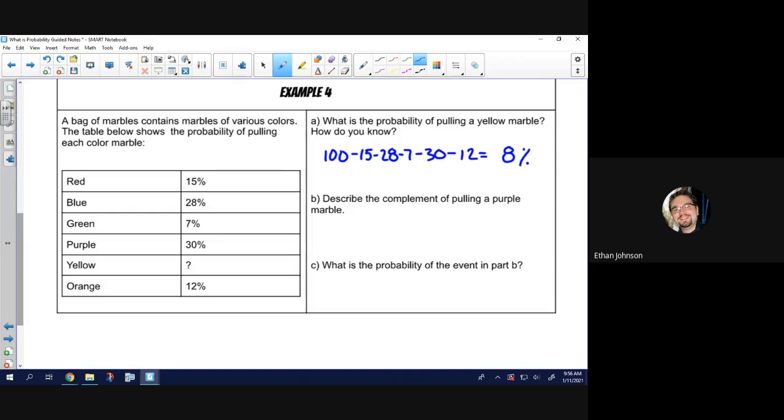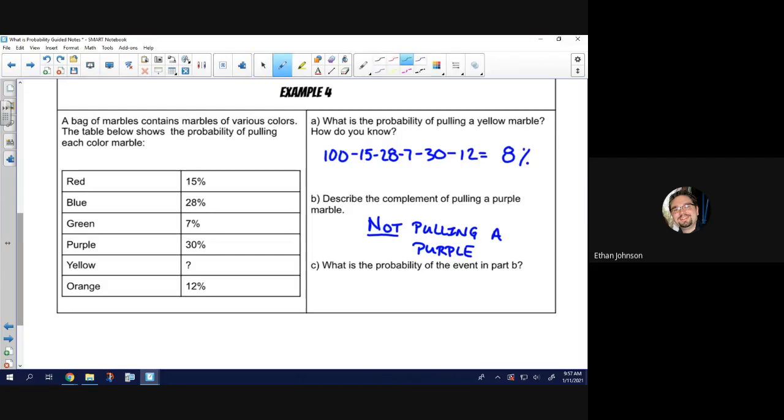Part B says, describe the complement of pulling a purple marble. Now, once again, complement means opposite. Now, be careful. Before we had people say, well, pulling a blue. Well, blue might not just be the only thing that's the opposite of purple. We could say pull a blue, red, green, yellow, or orange, or, to make life easier, not pulling a purple. Keyword, not.